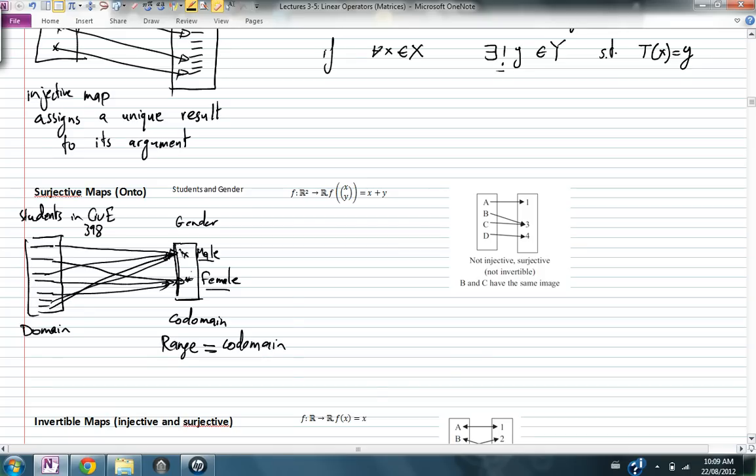So to formally define this, T from X to Y is surjective if for every Y in Y, I'm covering all the possible Y's here in the codomain. For every Y in Y, there exists at least one X such that T of X is Y.